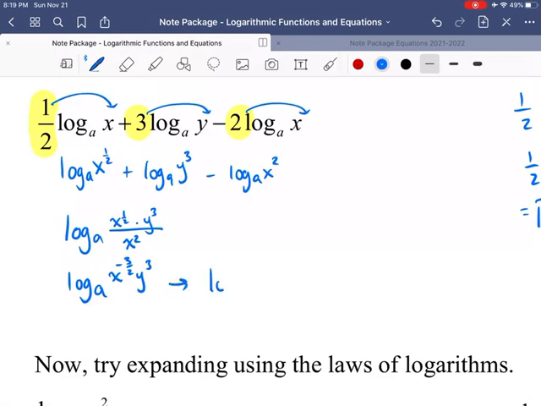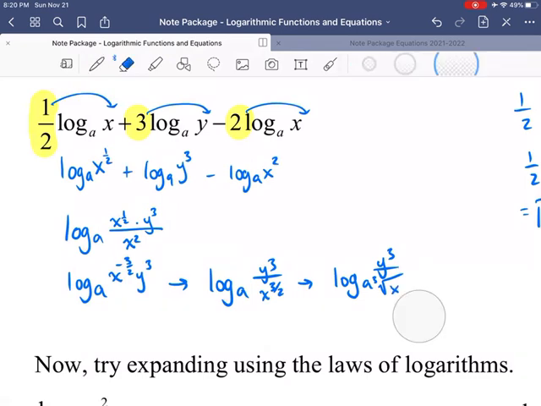You could also change that to log a of y cubed over x to the 3 over 2. You could also put that into radical form, and that would be the cube root of x squared. Or sorry, the square root of x cubed. Got that backwards.